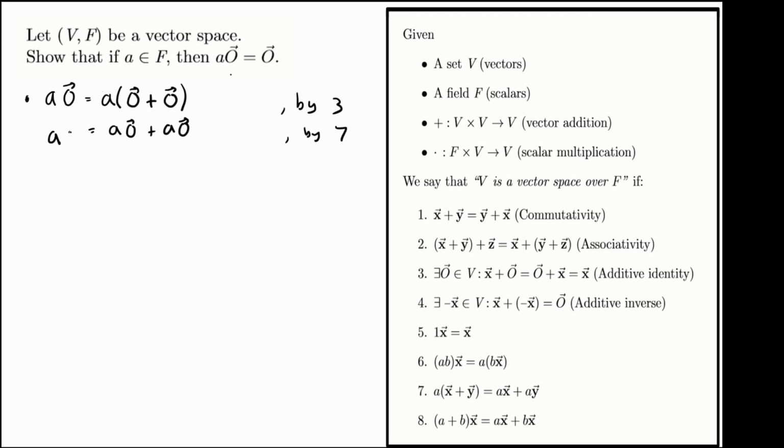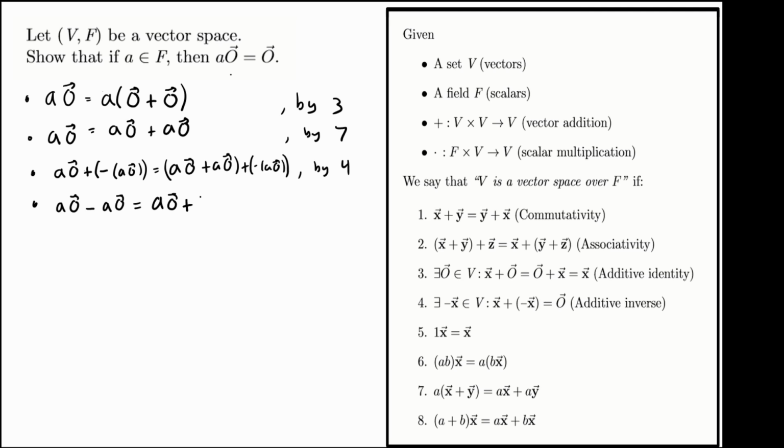And this is equal to a times the 0 vector. So now what I'm going to do is add the additive inverse of a times the 0 vector. I know it exists, so I'm going to add it to both sides. So I have a times the 0 vector plus the additive inverse of a times the 0 vector. This is equal to a times the 0 vector plus a times the 0 vector plus the additive inverse of a times the 0 vector. Now I use the fact that addition is associative, and I'll just write this as minus a times the 0 vector: a times the 0 vector plus a times the 0 vector minus a times the 0 vector.